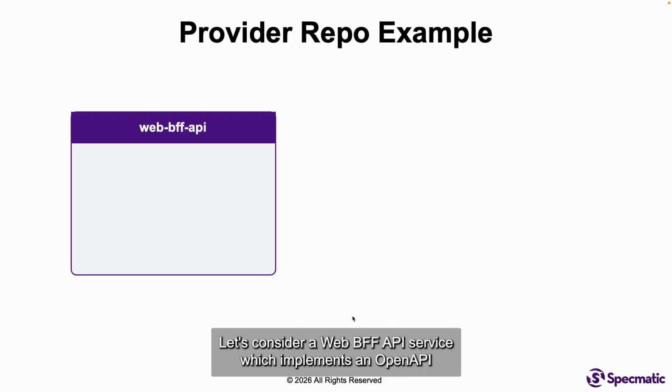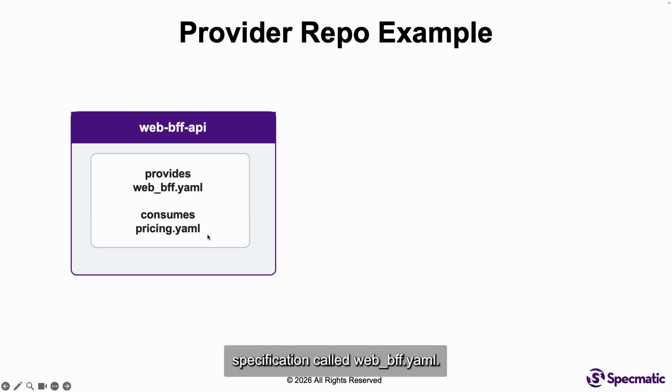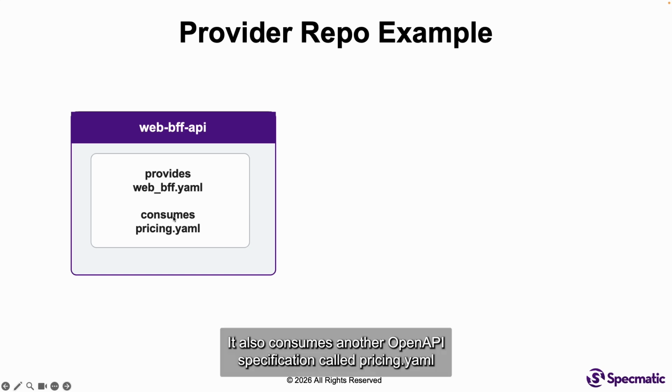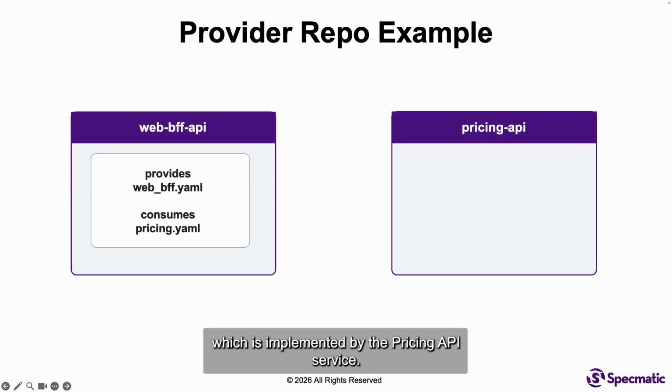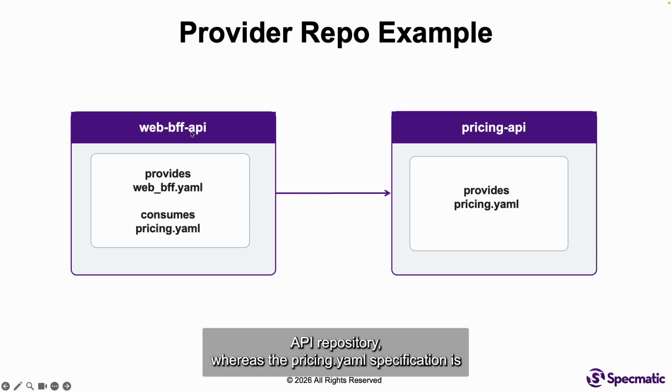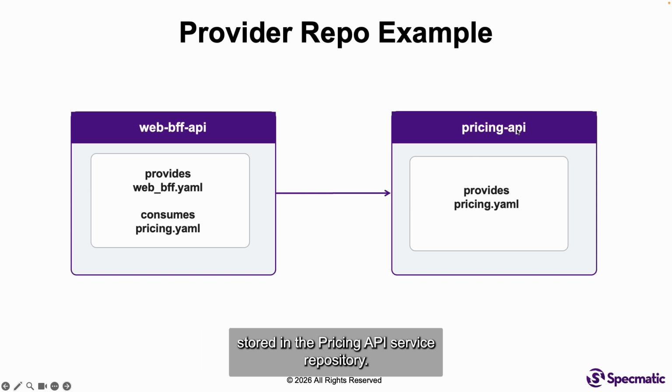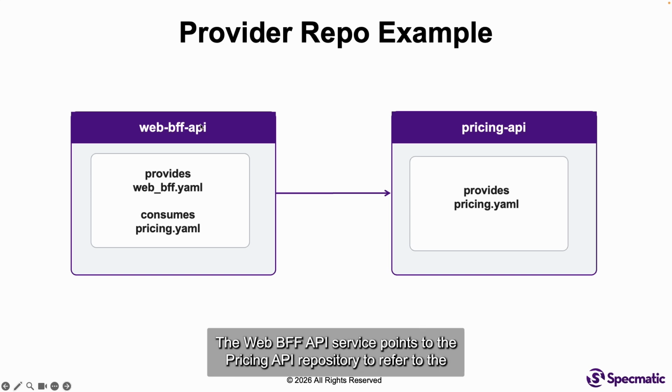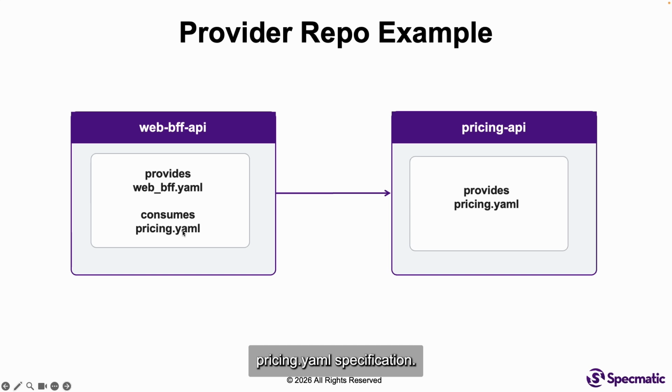Let's consider a Web BFF API service which implements an OpenAPI specification called webbff.yaml. It also consumes another OpenAPI specification called pricing.yaml, which is implemented by the pricing API service. So what happens is that the webbff.yaml specification is stored in the WebBFF API repository, whereas the pricing.yaml specification is stored in the pricing API service repository. The WebBFF API service points to the pricing API repository to refer to the pricing.yaml specification.